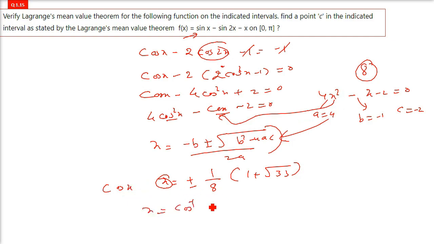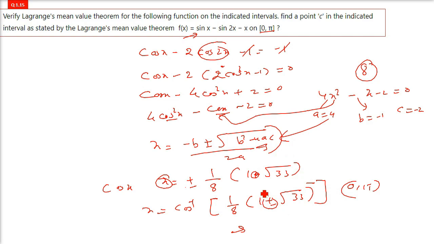So this is not x, remember it was cos x. So x will be equal to cos inverse, as I said, plus minus can be taken inside, 1 by 8, 1 plus minus under root 33. Now you see this 0 and pi we are talking about. As I said, and you can verify and check also, both values will lie between 0 and pi. Now f pi minus f 0 by pi minus 0 you have equated and you got the x value.